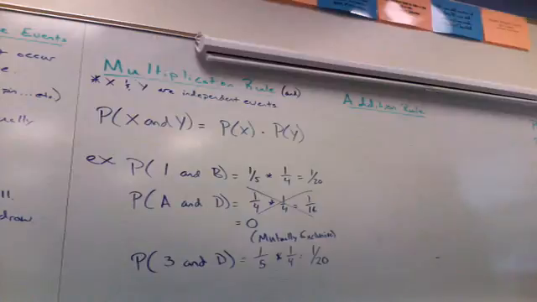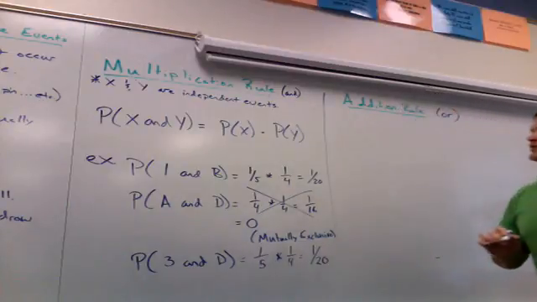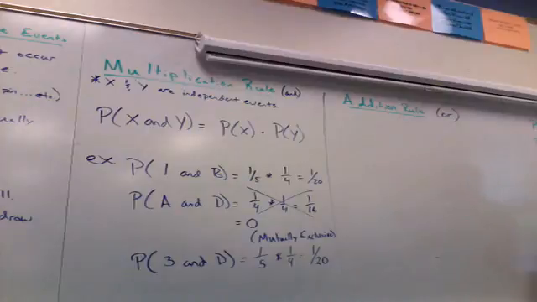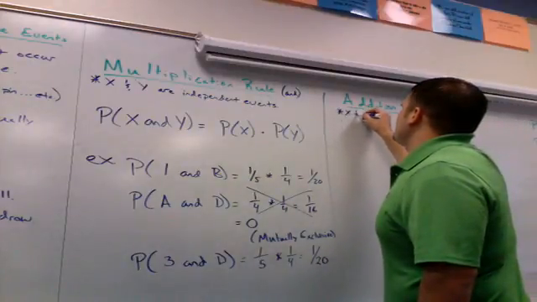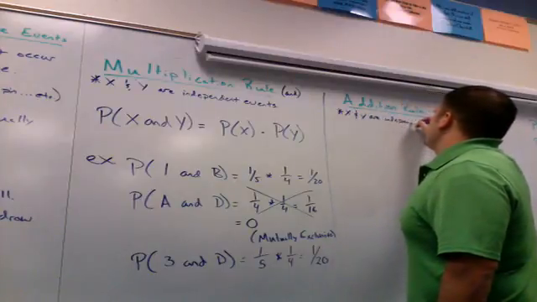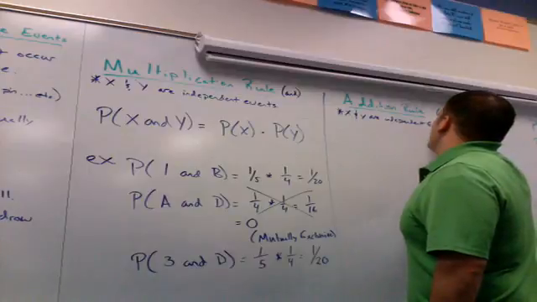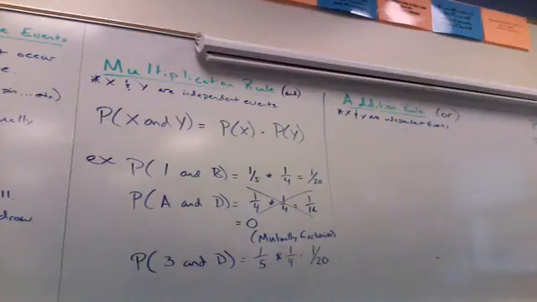So if multiplication was for and, what are the conditions for or? Good. Addition is for the or statements. I'm going to draw a line right here so I don't get confused. Once again, x and y are independent events, meaning they do not affect each other. The outcome of one doesn't affect the other.